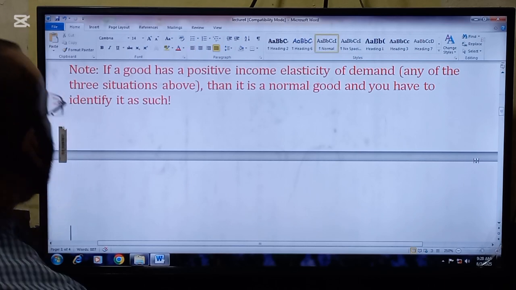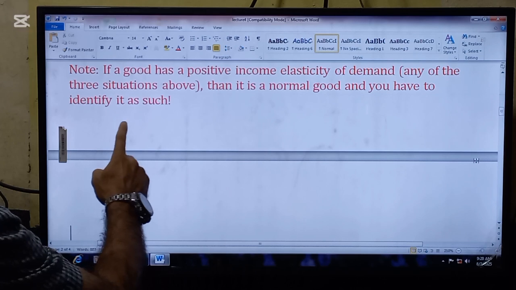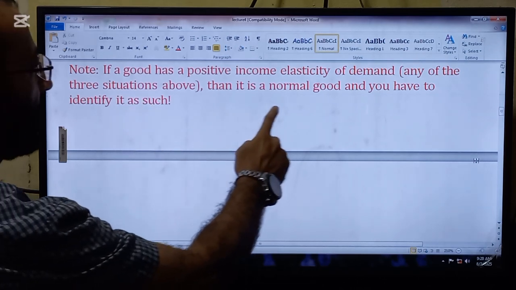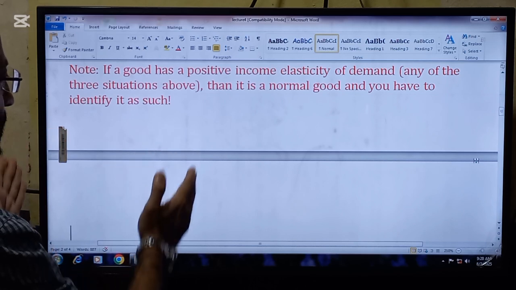If a good has a positive income elasticity of demand, in any of the three situations above, then it is a normal good and you have to identify it as such.